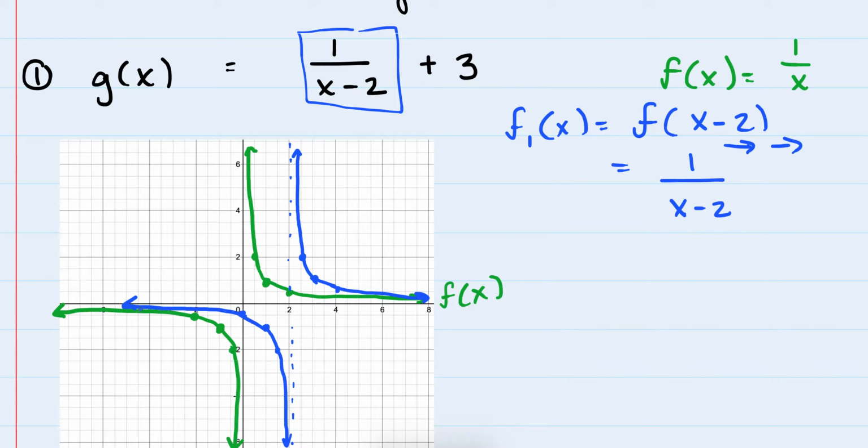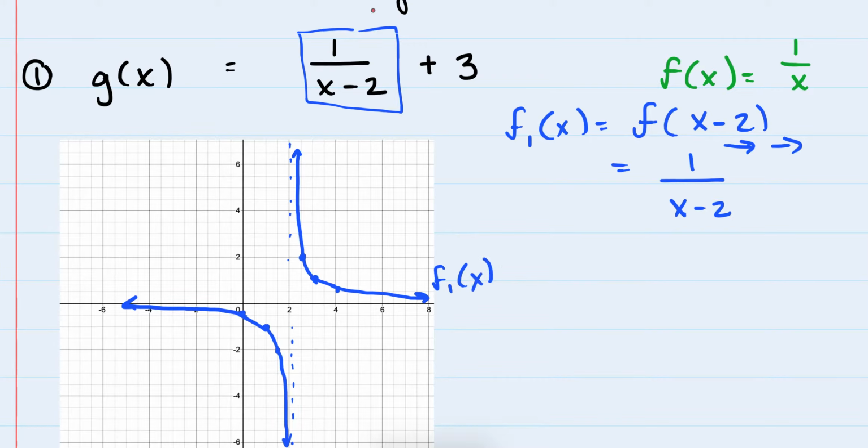Okay, it looks something like that. So let's erase the parent graph, because we don't need it anymore. Great. So now we have the graph of f1 of x. Now I want to graph f2 of x, which is taking f1 of x, and I'm going to add 3 to it on the outside, okay?